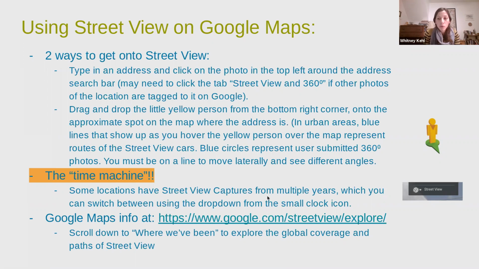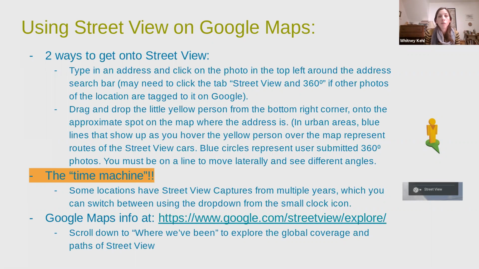There's also the time machine, which is a little screenshot under the yellow person where it's got a little glowing clock and a little caret next to it, which is a drop-down menu, which I'll show you. And it says Street View. And that's where you can see if there's Street View captures from different years.